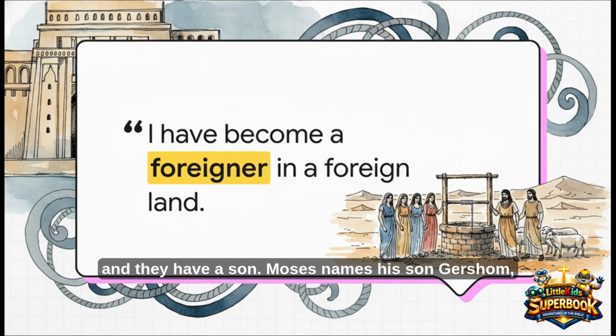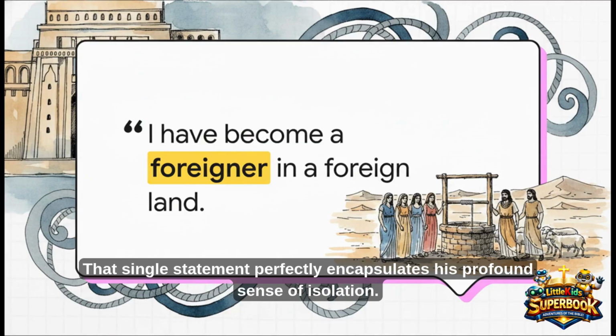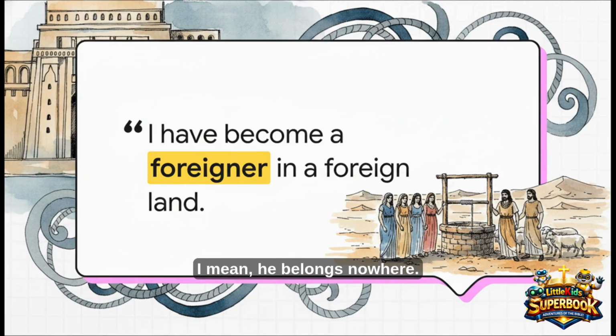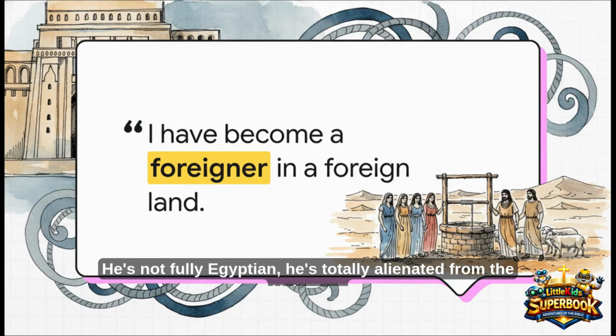Moses names his son Gershom, and the reason he gives for this name is just heartbreaking. He says, "I have become a foreigner in a foreign land." That single statement perfectly encapsulates his profound sense of isolation. I mean, he belongs nowhere. He's not fully Egyptian, he's totally alienated from the Hebrews, and now he's just living as an alien in Midian.